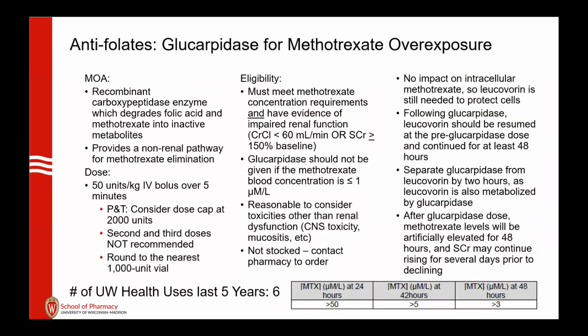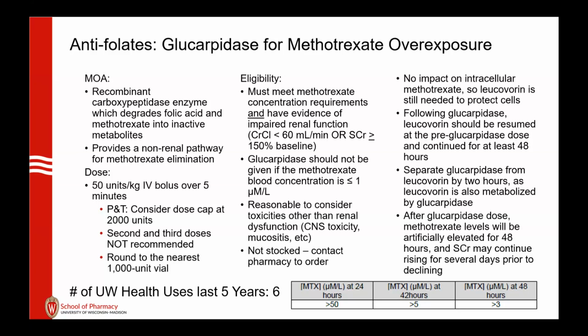Glucarpidase is available. We've used it 6 times in the last 5 years. It's not a super commonly used drug. Essentially, it's an enzyme that breaks down both folic acid and methotrexate. And so after that, you have to replace the folic acid because you've destroyed it all. The doses are there. We have certain requirements to meet, mainly the methotrexate level. So if it's greater than 50 at 24 hours, we really think about using this.